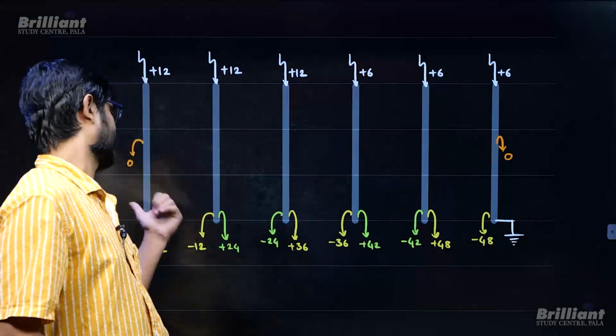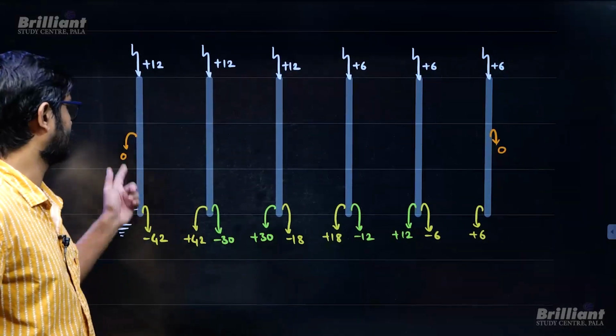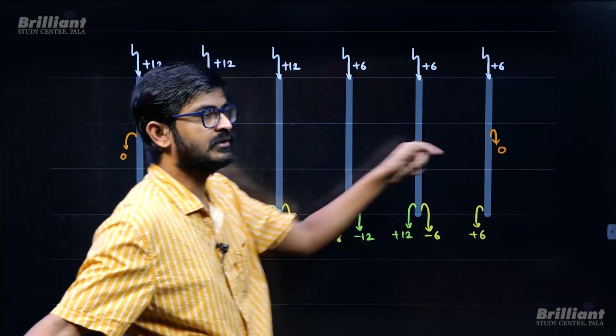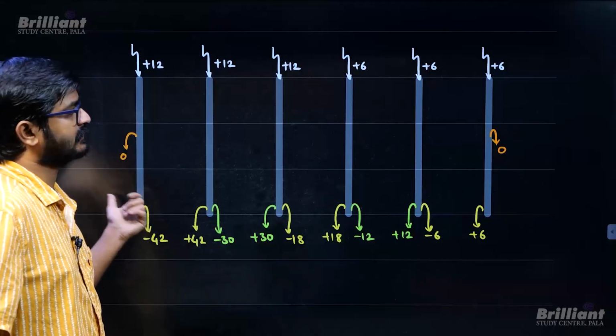Now what will happen if this plate is grounded? Again I can go with the same argument. If this plate is grounded, I can show you this charge is going to be 0. If this charge is 0, then this charge is also going to be 0. But the charge on this plate need not be 12, the ground can give or take the charge. So we'll start from here.